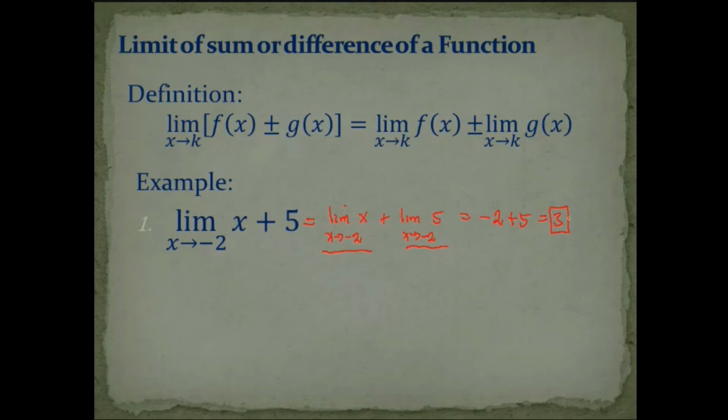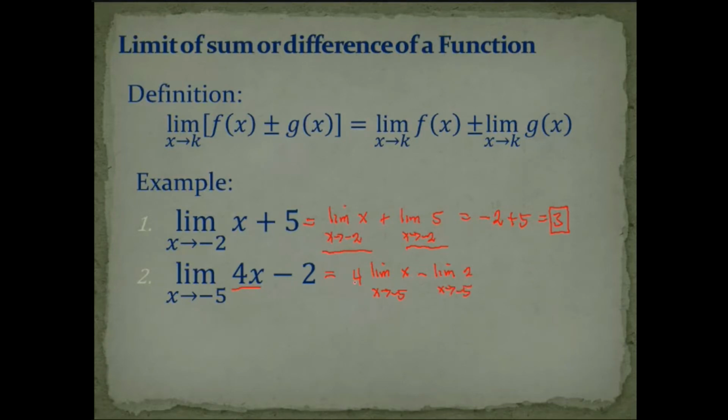Okay? Next, number 2. For number 2, we're asked to evaluate the limit of 4x minus 2 as x approaches negative 5. Okay. Ito, i-expand natin galing yung sum and yung definition niya. Kaso, kung mapapansin nyo, may constant dito sa first term, which is 4. Okay. So, siya ay nasa pangatlong theorem. So, ilabas mo yung constant, tapos, limit of x as x approaches negative 5 minus limit of 2 as x approaches negative 5. Ayun na.